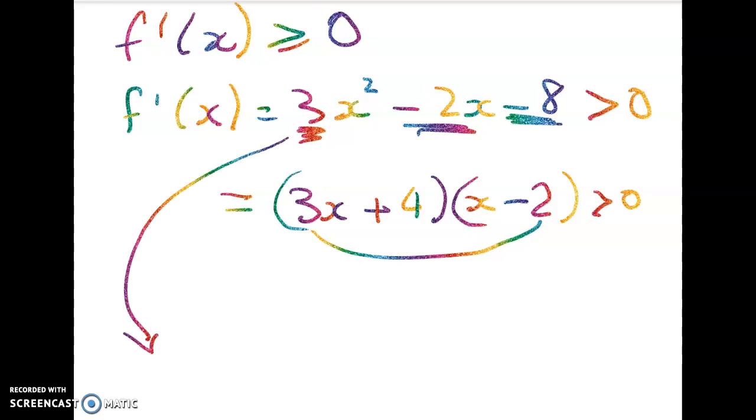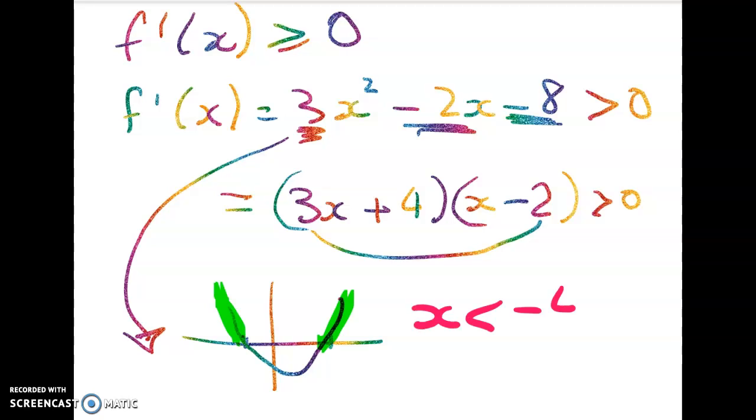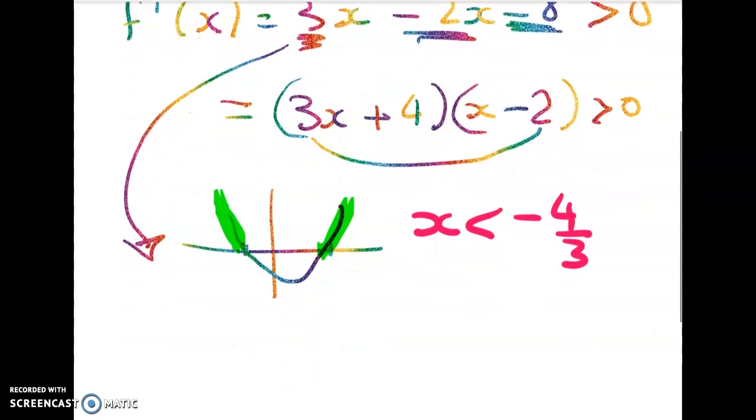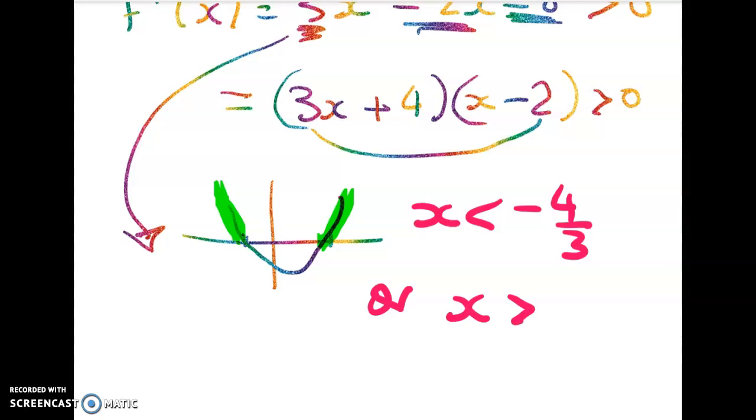So if we think about graphing this gradient function, what I've got is a parabola that looks something like this, right? So where's it positive? Well, it's positive for here and here. So we want x less than negative 4/3 or x is greater than 2.